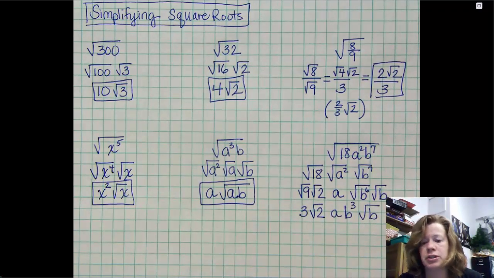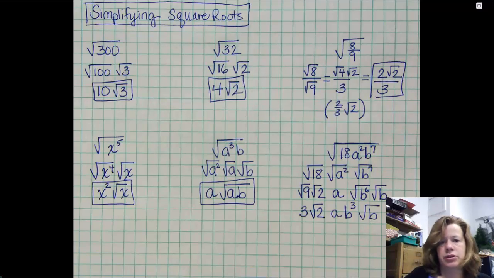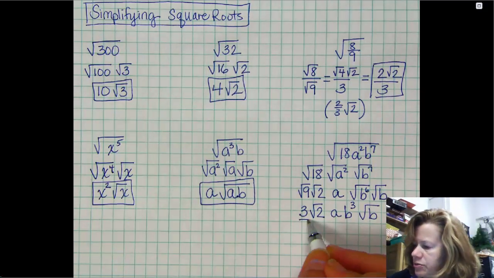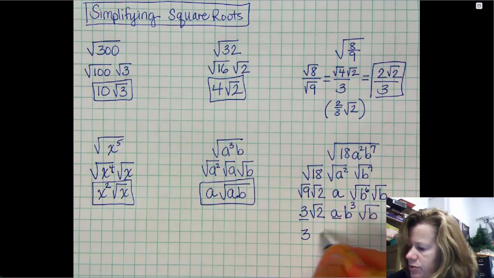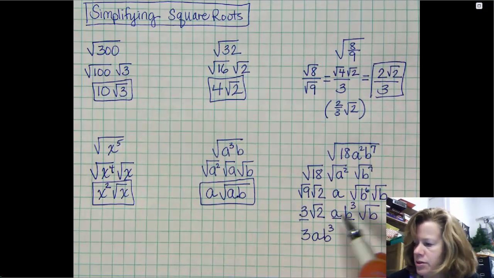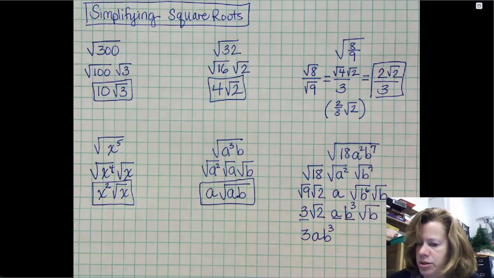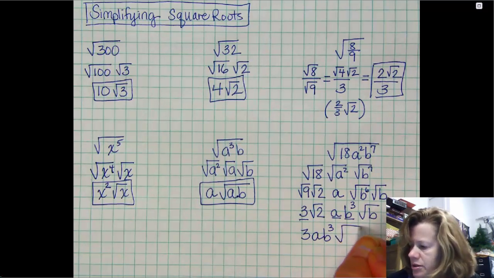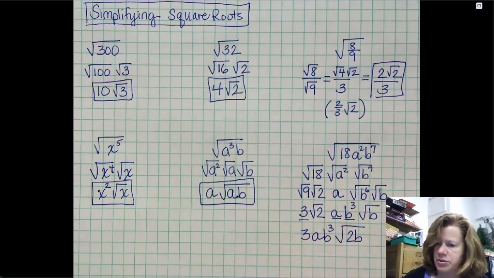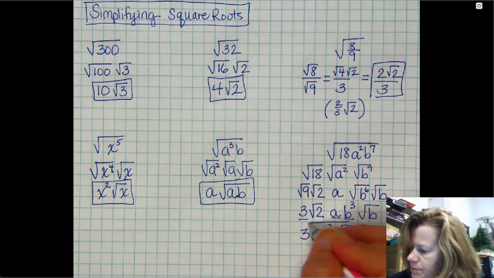Now finally, you want to clean it up. You want to bring all of your non-irrational numbers out front and leave your irrational numbers all under one square root. So 3 is out front, a is out front, b cubed is out front. Square root of 2 and square root of b cannot be simplified, so they both stay under the square root together. And there you go.